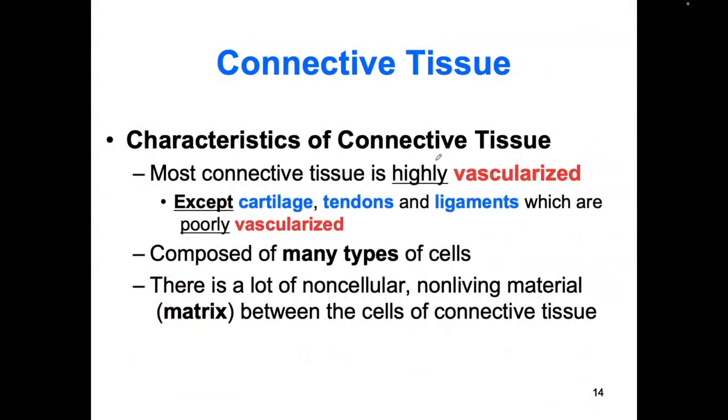So the characteristics of connective tissue: it's highly vascular. What do we mean by vascular? It means it has a really good blood supply, whereas epithelium does not have as good a blood supply as connective tissue. There's a few exceptions. Cartilage, tendons, and ligaments have a poor blood supply. If you have degeneration of the cartilage in your knee, it takes a while to heal because it takes a while to bring the nutrients there if it doesn't have blood supply.